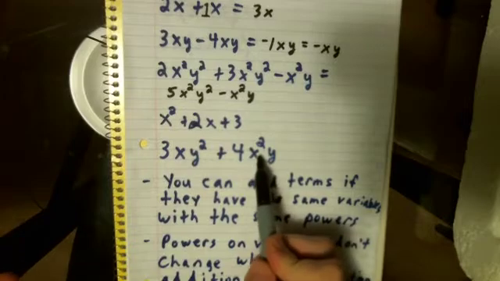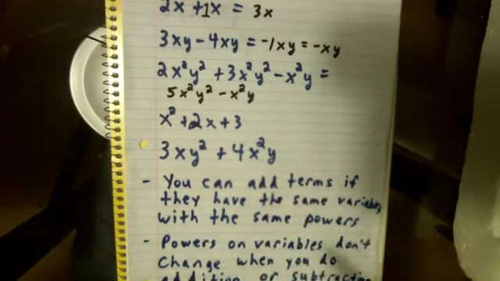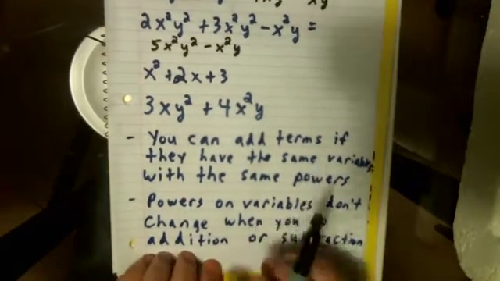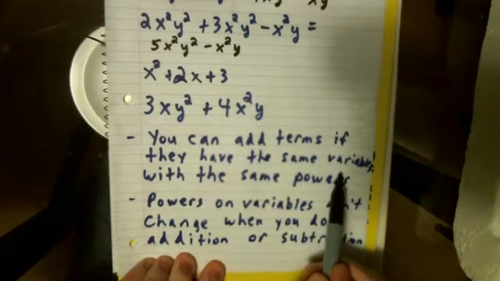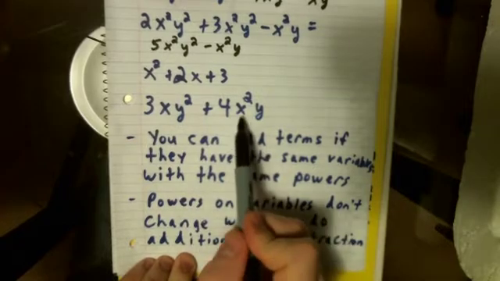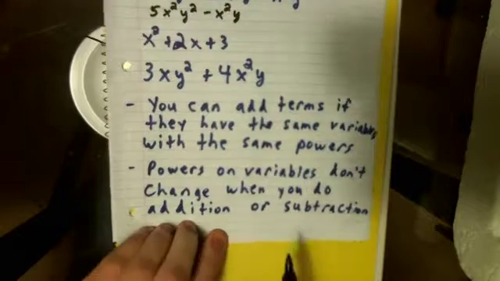Since they're not the same thing, we can't just add them together and say that we have something like 7xy squared. It doesn't make sense. It doesn't work. So the rule is, when you're adding like terms, that you can add terms if they have the same variables with the same powers. If they don't have the same variables or they don't have the same powers, like back here, the powers are different, you can't add the things together.